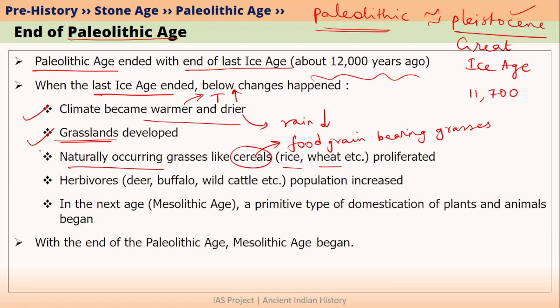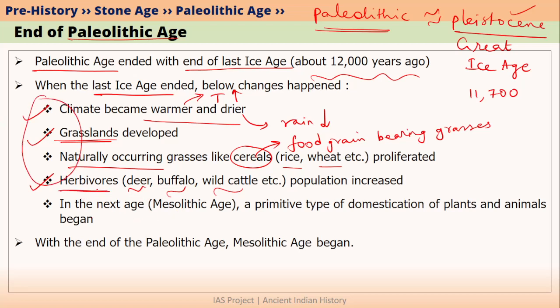So when these grasslands developed and cereal crops also proliferated, what happened was animals that were dependent on these grasses for food, their population has also increased. What are the animals that eat grass? They are nothing but herbivores. Examples of herbivores were deer, buffalo, wild cattle, and all these. So by the end of Paleolithic Age, all these changes have happened.